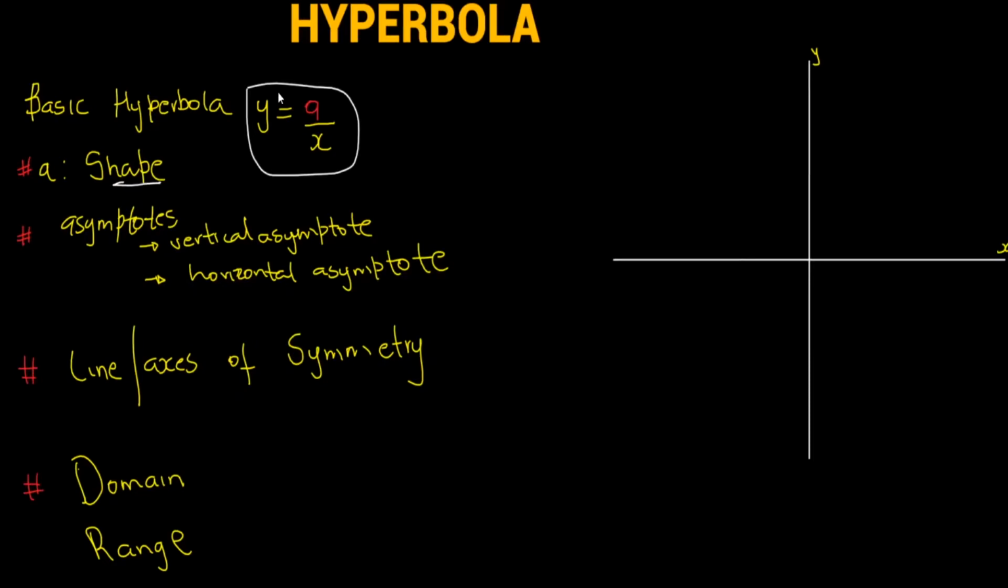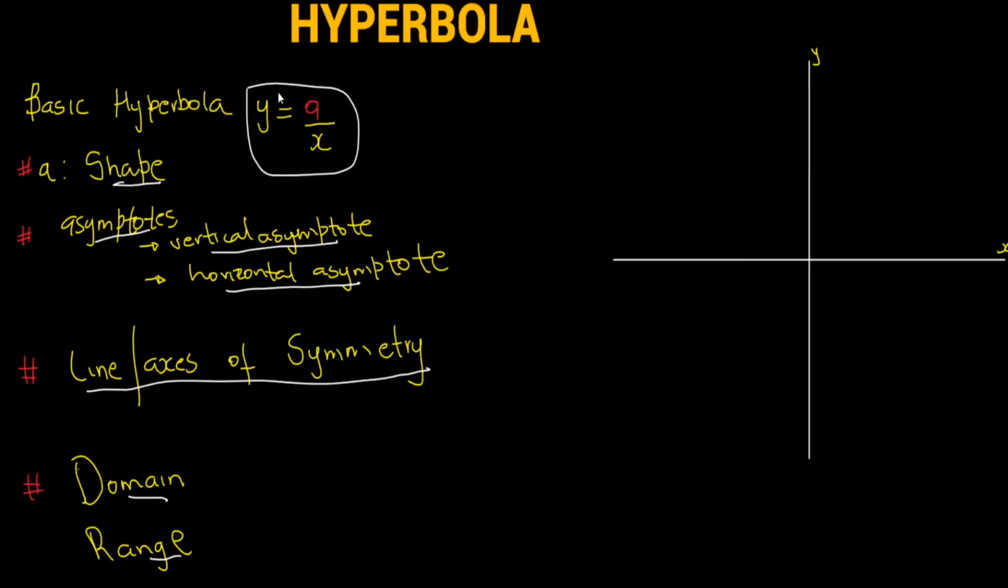And from there, we understand the asymptotes. I'm going to speak about what asymptotes are. And from the asymptotes, we're going to speak about the vertical asymptote. We also speak about the horizontal asymptote. And we also speak about the line or axis of symmetry. And from there, we're going to find the domain and the range. These four things are the most important things that you need to know about the hyperbola, and they're going to help you to be able to graph and answer questions about the hyperbola.